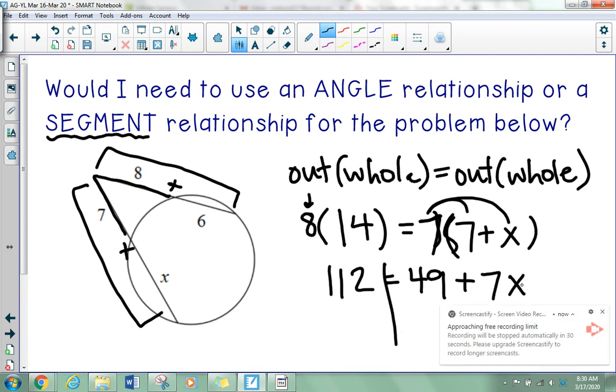Then to get x by itself, I subtract 49 from both sides. 112 minus 49 gives me 63. And then the last step would be to divide by 7. And so I'd get my answer of x equals 9.